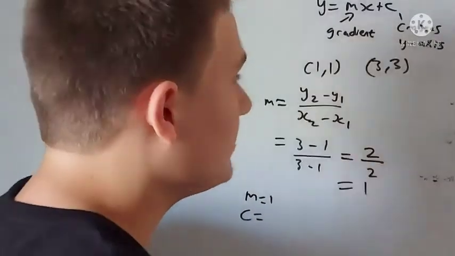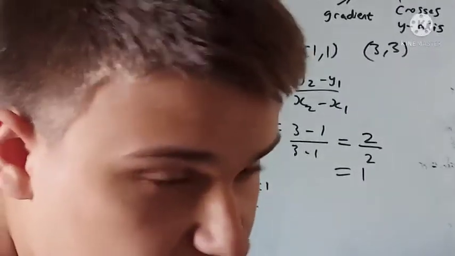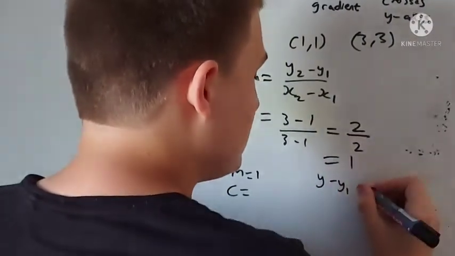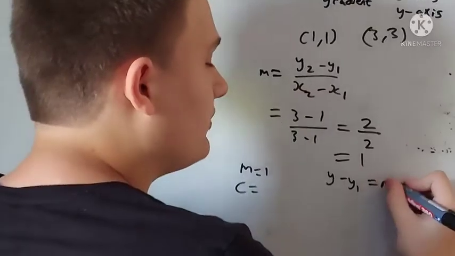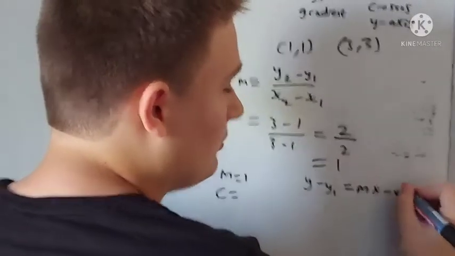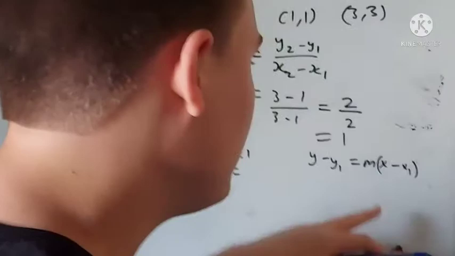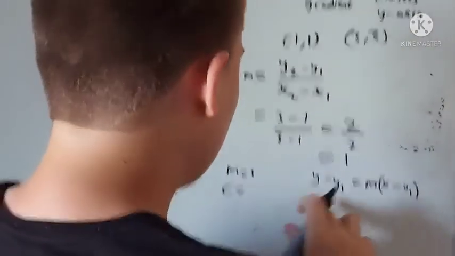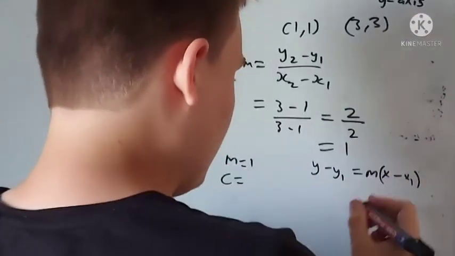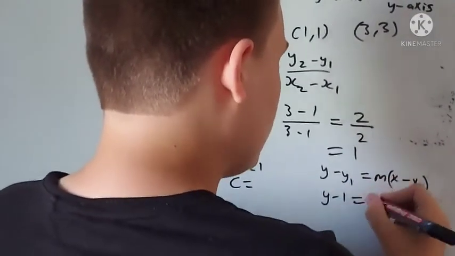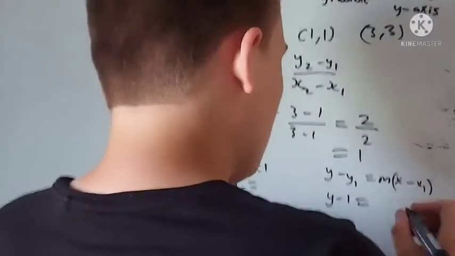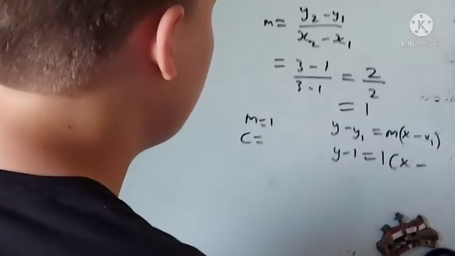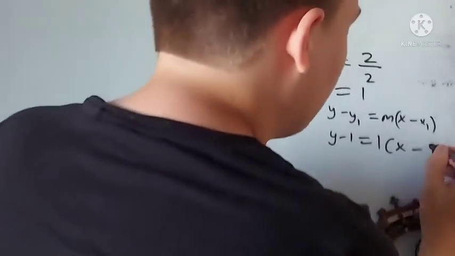And the c, well, we now know the gradient, so we can find where this will cross the axes. Now there's a new equation, which I'll introduce to you later on. It's y minus y1 equals m(x minus x1). This is brand new to A level, but you might have seen it if you've done the third tier GCSE. So corresponding with what we've got, y minus y1 is y minus 1, it's m, the gradient, which is 1, times x minus x1, and x1 here is 1.